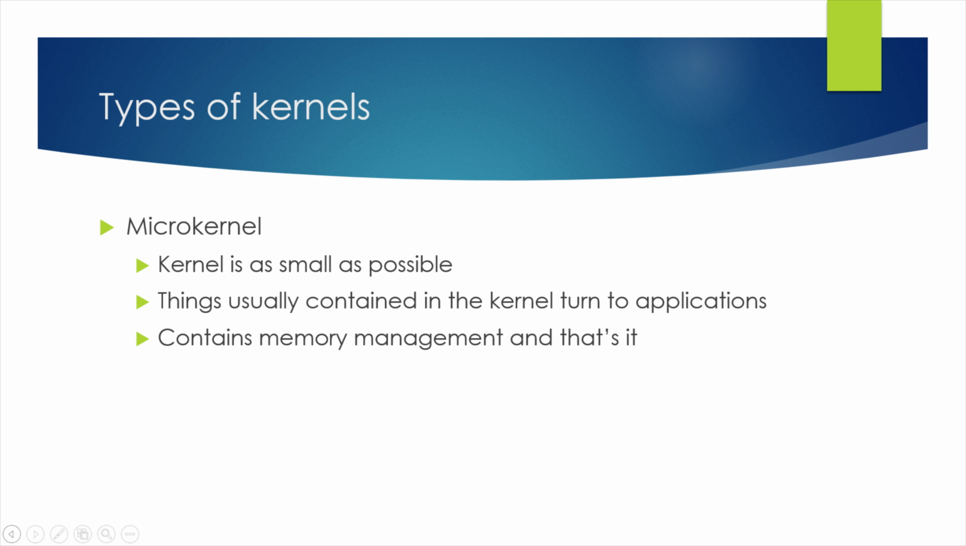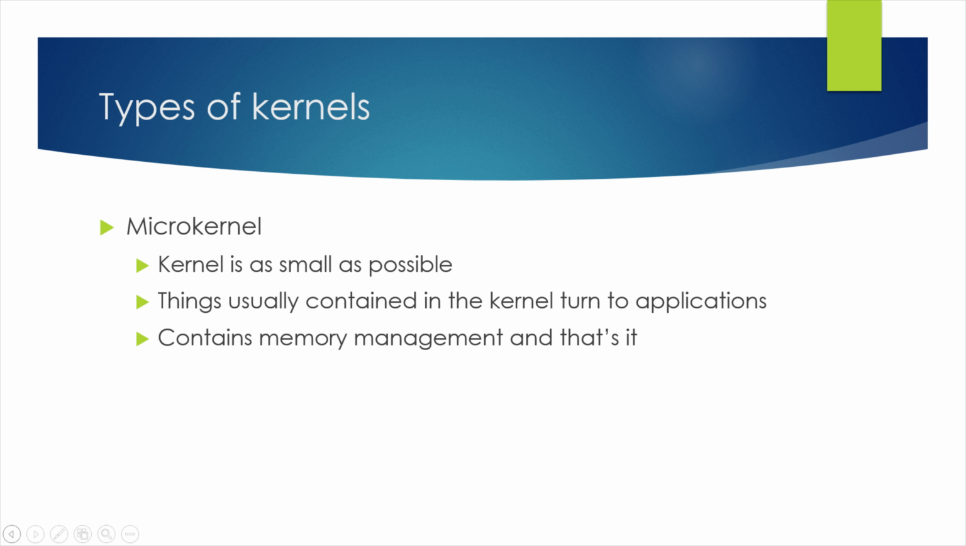There are two types of kernels: the microkernel and the monolithic kernel. The purpose of a microkernel is to make the kernel as small as possible. Things that would usually be contained in the kernel, like device drivers and system files, are turned into applications. The microkernel's sole job is memory management. Some pros of using a microkernel are that it's easily configurable, it's more robust and reliable, and it's more secure.